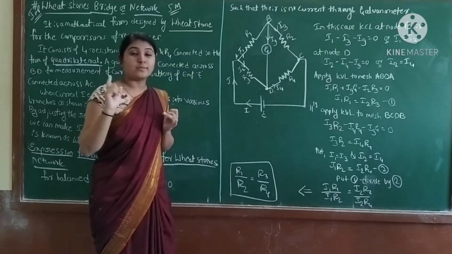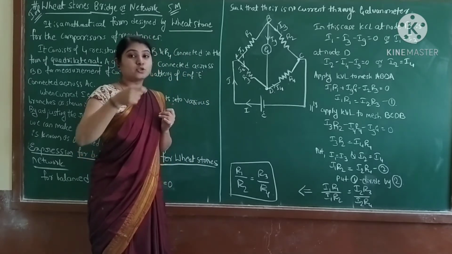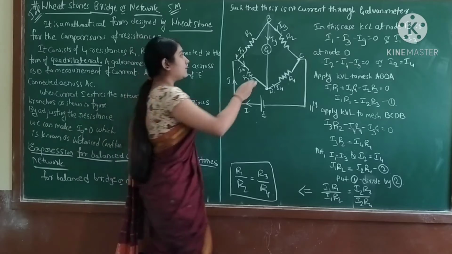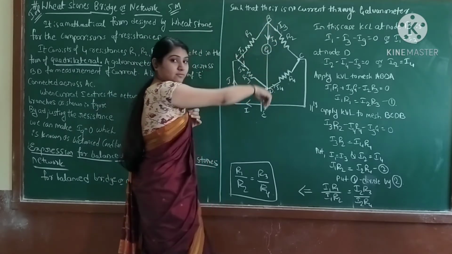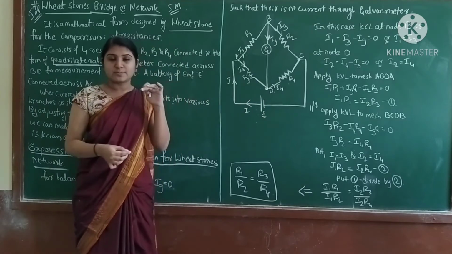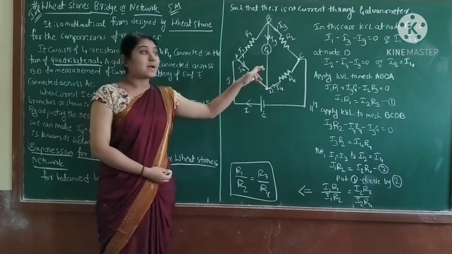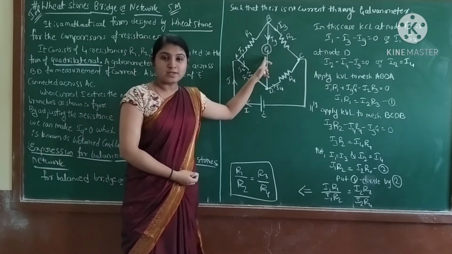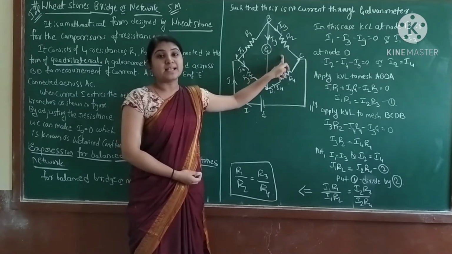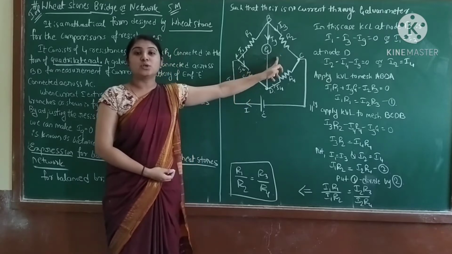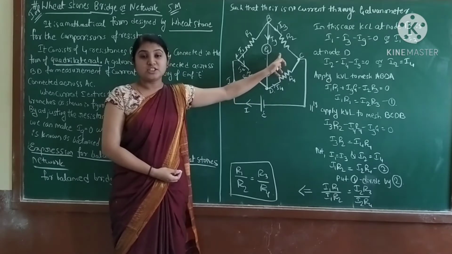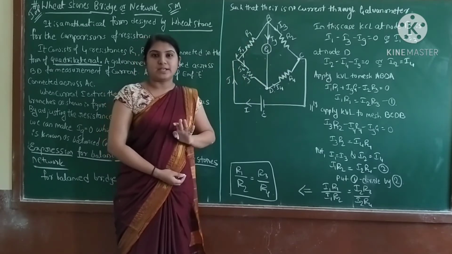Here one more branch passes through the galvanometer. From B to D, the current will pass because the network is present, and that is passing through the galvanometer. That's why I named it IG. What is that? IG is the current through the galvanometer. G is nothing but galvanometer.